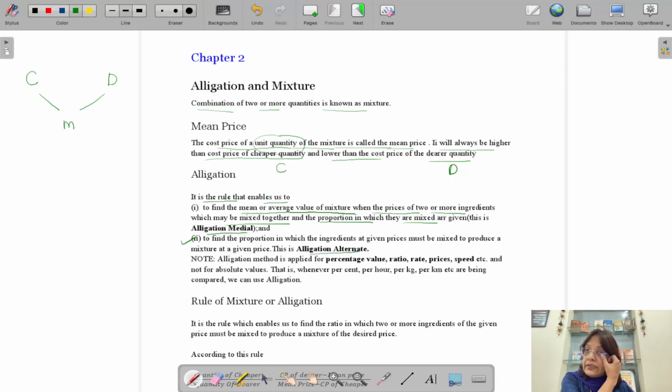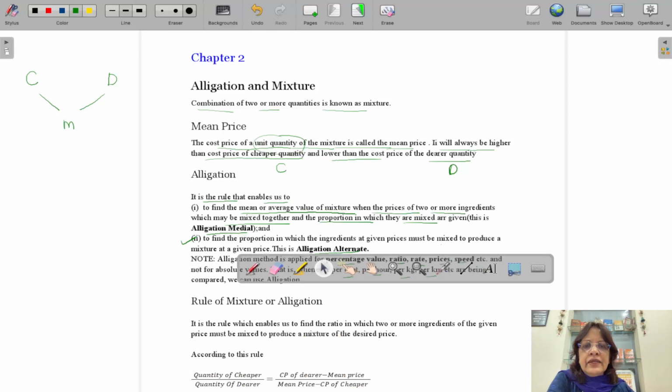And where is alligation applied? The alligation method is applied for percentage, value, ratio, rate, price, speed, etc., and not for absolute values. That is, whenever percent, per hour, per kg, per kilometer, etc., are being compared, we can use alligation. You have to remember this, it is important. The rule of alligation or mixture is important.